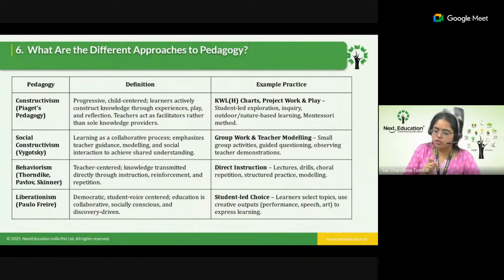So it's mainly a student led choice. The learners are going to select the topics here. They are going to come up with creative outputs, that is, how the performance or the activity needs to be done. They are expressing whatever learning they have gained. So this is all about liberationism.